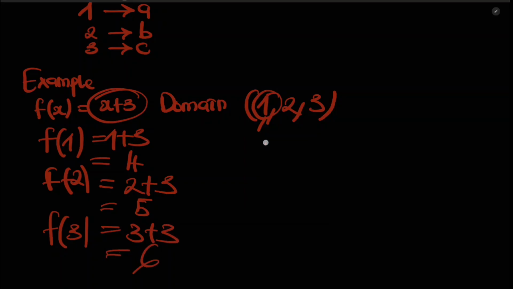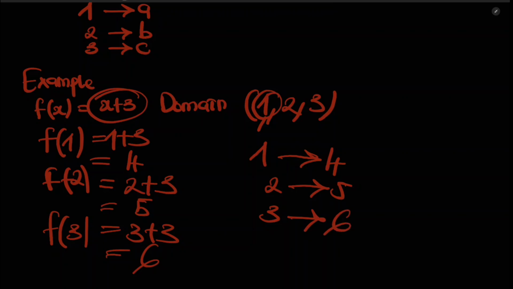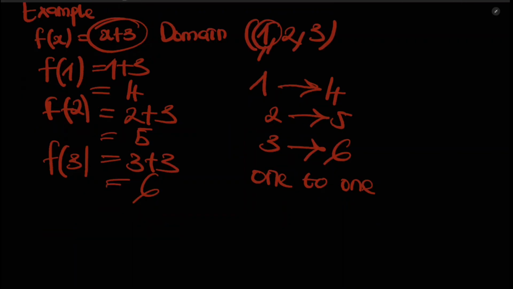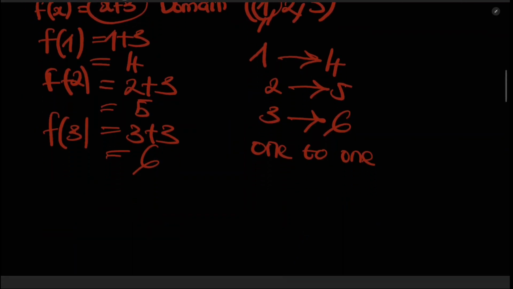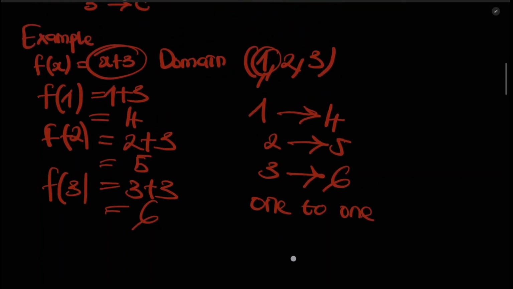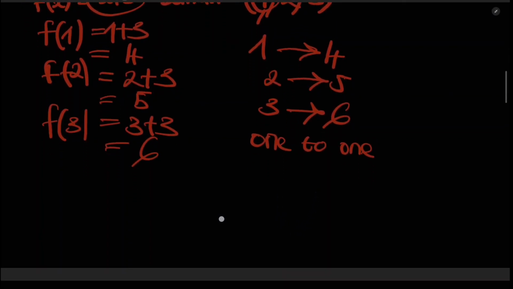And as you see, 1 maps to 4, 2 maps to 5, and 3 maps to 6. So each input has a unique output. That means it is a one-to-one function. But what if we have a case where it is not injective? How would we know? Let's take another example and see how that goes.